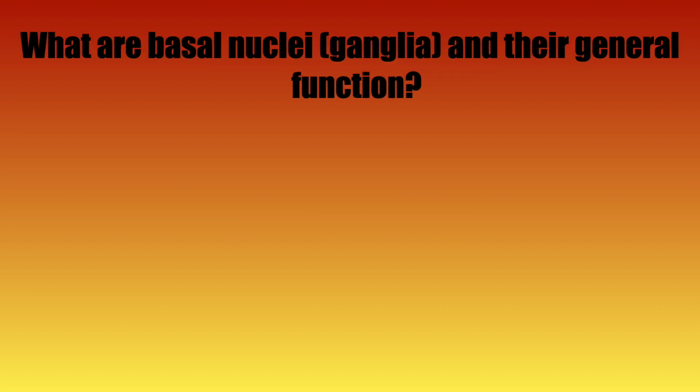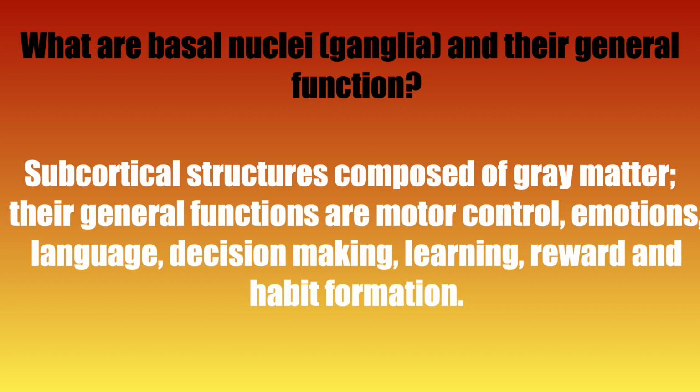What are basal nuclei, ganglia, and their general function? The answer is subcortical structures composed of gray matter. Their general functions are motor control, emotions, language, decision-making, learning, reward, and habit formation.